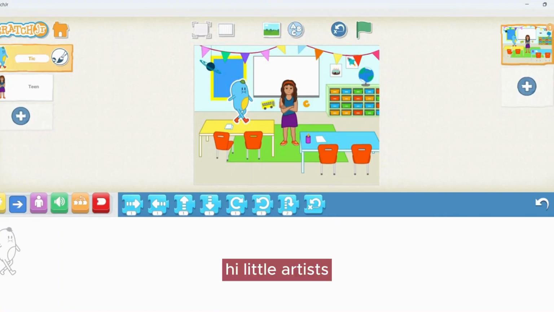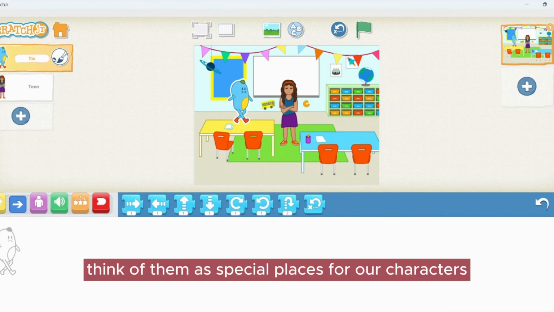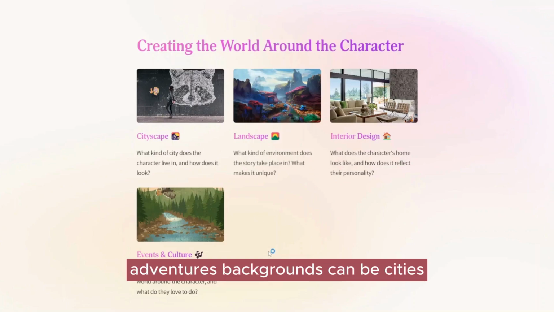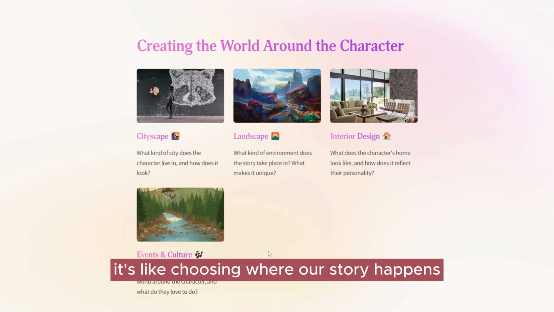Hi, little artists. Today we will make backgrounds. Think of them as special places for our characters' adventures. Backgrounds can be cities, forests, or even castles. It's like choosing where our story happens.